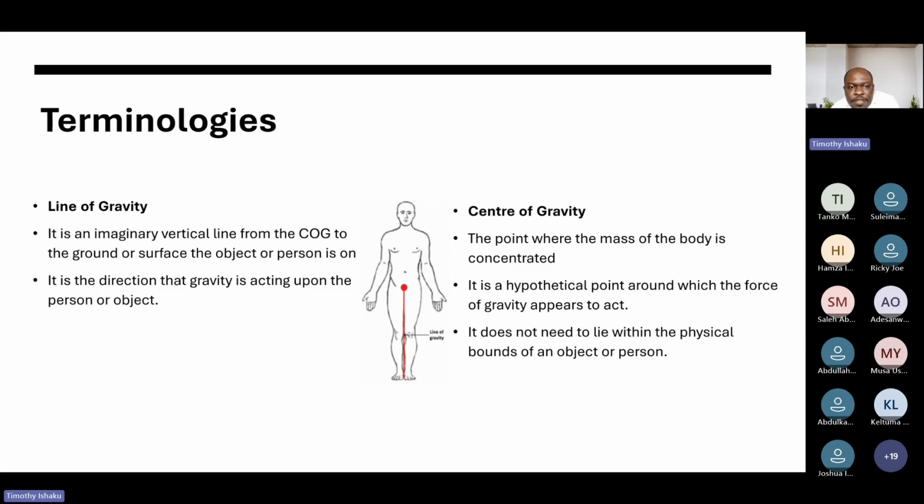And by this picture, let's say it's just underneath the belly button where the mass of the body is concentrated. And when you hold that object there, it's sort of evenly distributed. So the line of gravity starts from that center of gravity all the way to the ground or surface where the person or object is on. And we all know gravity. So it is the direction that the gravity is acting upon the person. Because that mass is there, gravity is pulling all the way to the ground.